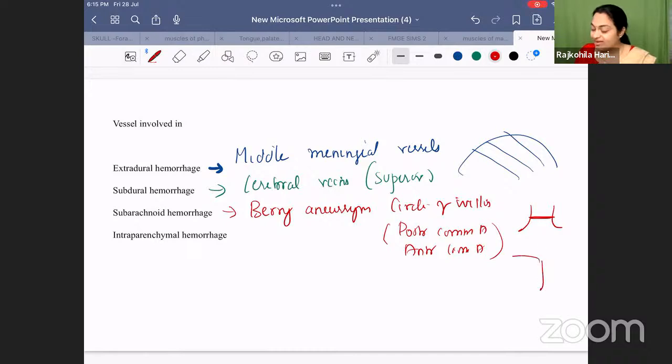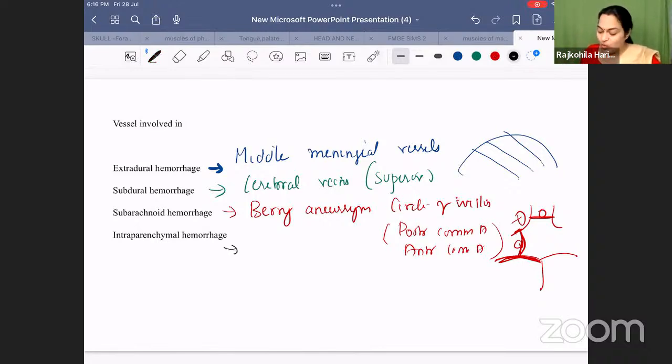So you have the basilar artery dividing into the posterior cerebral artery. The posterior communicating artery connects the internal carotid artery, the termination of the internal carotid artery, with the posterior cerebral artery. So a berry aneurysm of these vessels of the circle of Willis, which is located in the subarachnoid space, can, in a hypertensive patient, rupture leading to subarachnoid hemorrhage. Right.